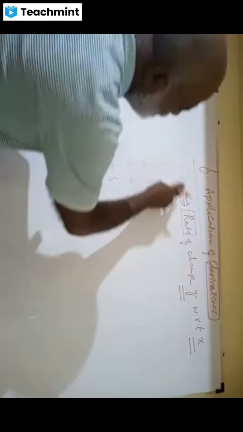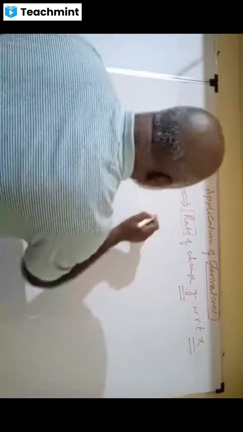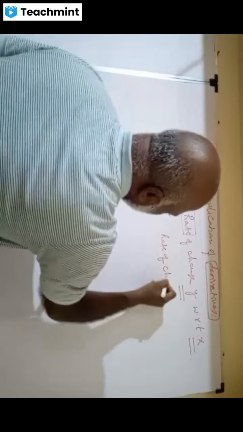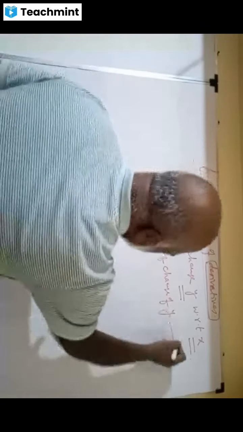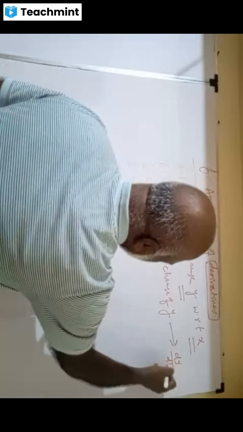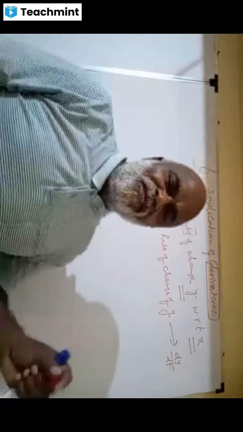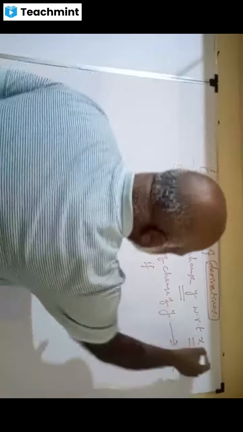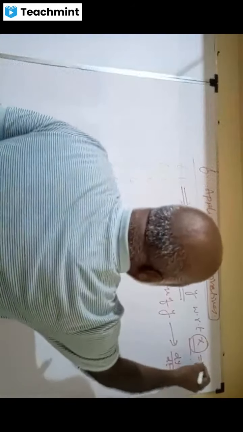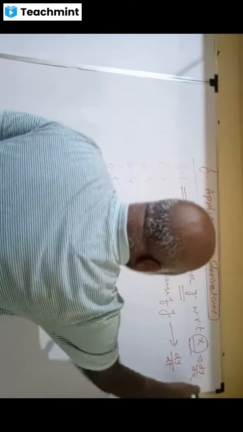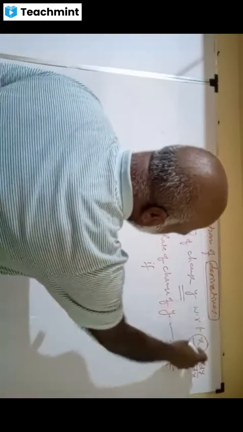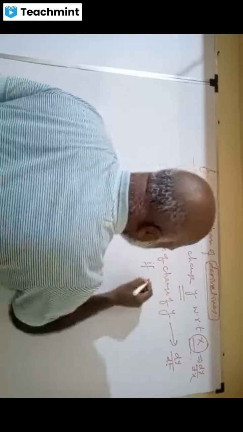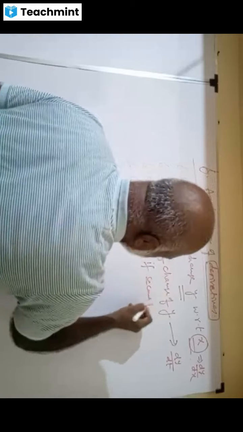Yes, 6.1 is the rate of change of y with respect to x. Sometimes if I simply mention the rate of change of y, you can take it as dy by dt. If the second quantity is not mentioned, but here x is mentioned, therefore I write dy by dx: rate of change of y with respect to x, and so on.